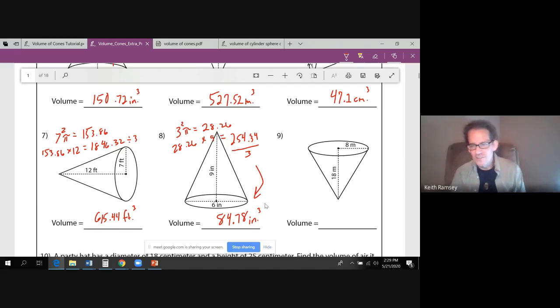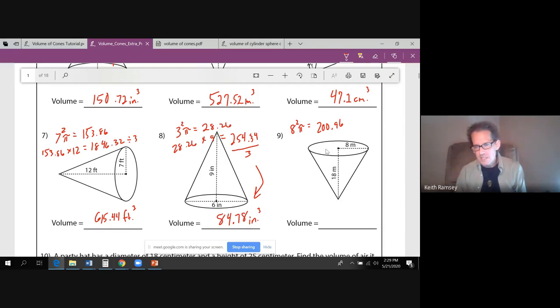Let's look at number 9. Hopefully I had a chance to get there. So my radius is 8. So the base is 8 squared times pi. So 8 times 8 is 64 times pi is going to equal 200.96.